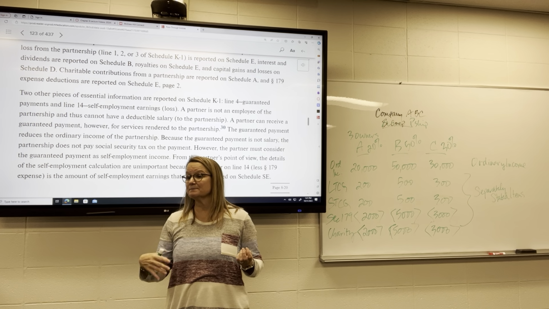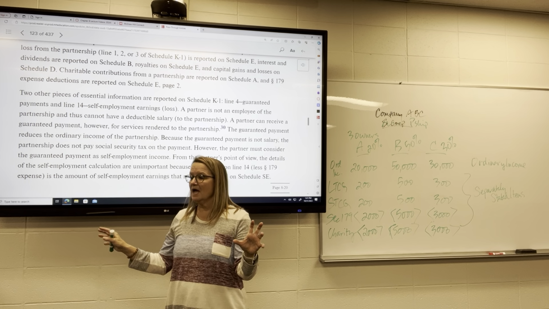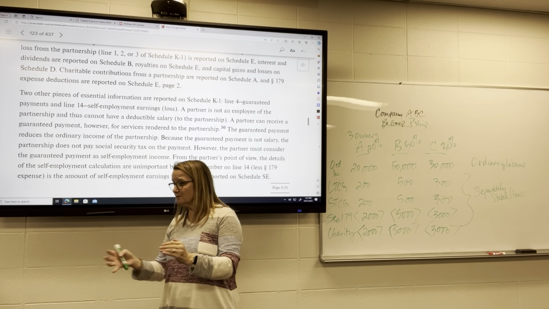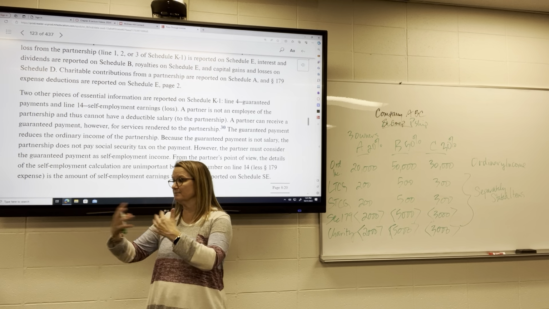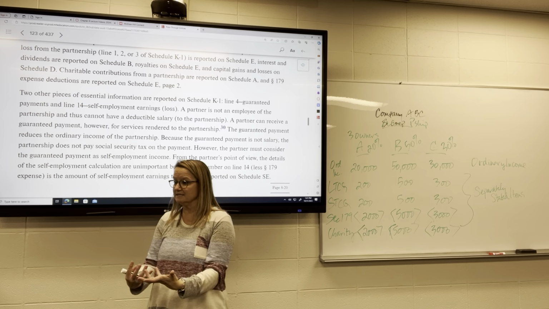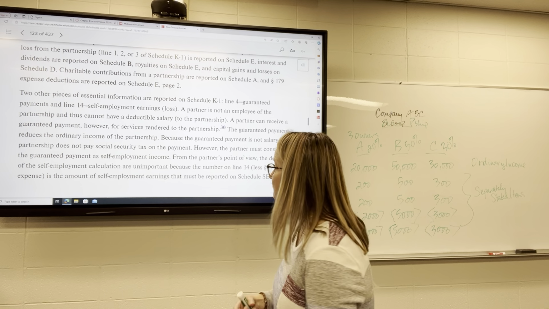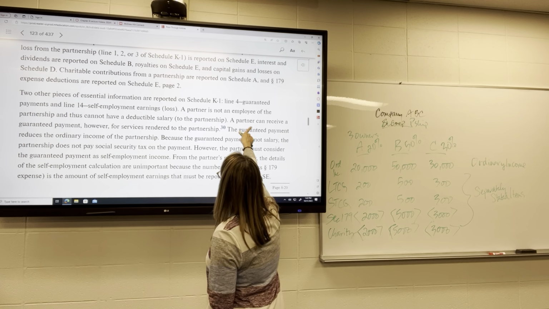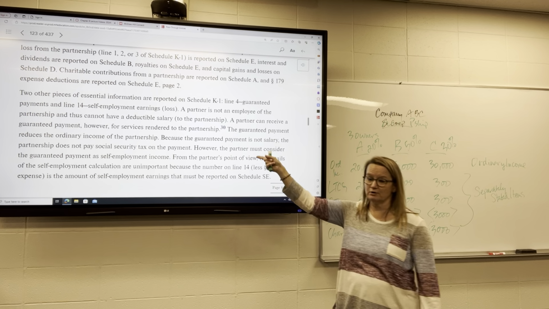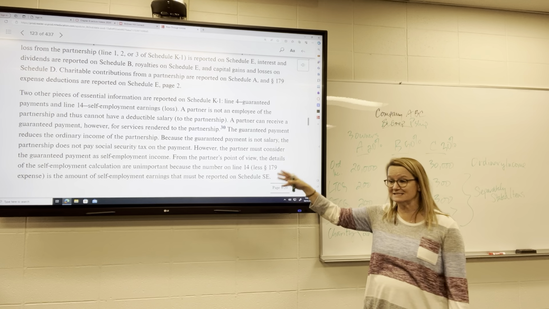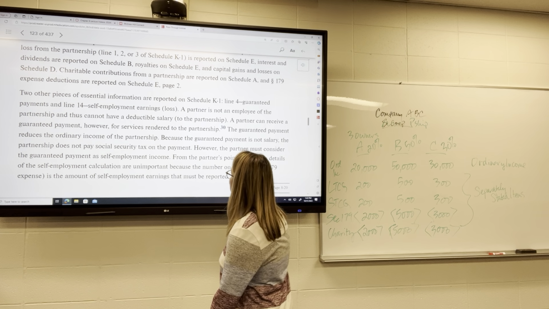Okay? Because a partnership is just like a sole proprietorship, but with more than one person. And if you had a sole proprietorship and you took out money from that, any net income you're getting from that sole proprietorship, you're paying tax on, and it's subject to self-employment tax. So the same thing is true of partnerships. A partner is not an employee of the partnership, and cannot have a deductible salary from the partnership. So that guaranteed payment is not deductible to the partnership. A partner can receive a guaranteed payment for services.